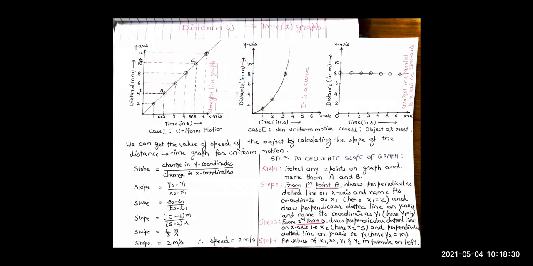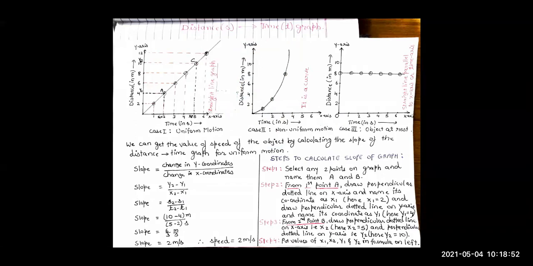And let us see the nature of the graph. You are getting a curved line. So the nature of the distance time graph for non-uniform motion is a curve. It is not a straight line, it is a curve.